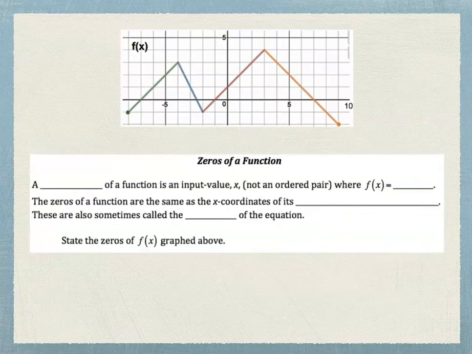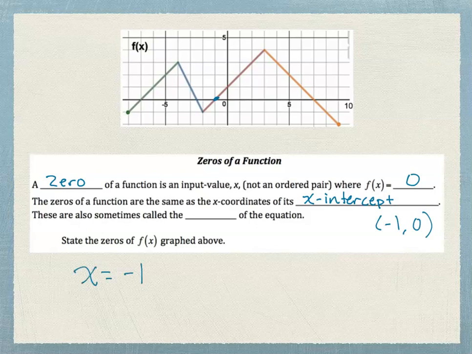Zeros of a function, so a zero of a function is an x value, okay? It's the x value wherever f of x equals 0. The zeros of a function are the same as the x coordinates of its x-intercepts. So I would write an x-intercept as, here's one right here. That x-intercept would be (-1, 0), but I would say that the zero of that function is -1. Okay, these are also sometimes called the roots of the function.